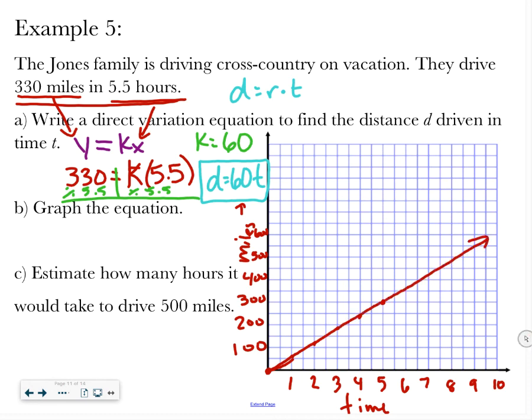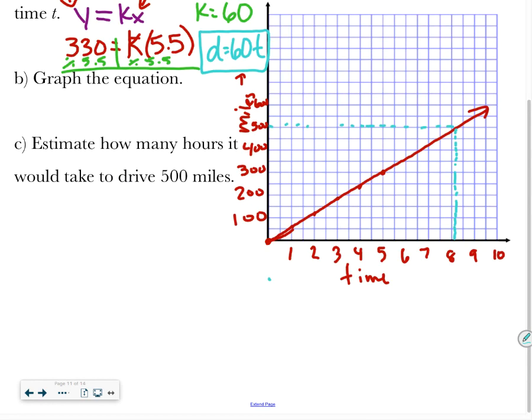And draw my line. Okay, so then if I use that, I want to estimate how many hours it would take to drive 500 miles. So if I use my graph, I made it large enough that I can hit the 500 miles. Then my graph isn't great, but it looks like it would end up being just over 8 hours. So let's test that algebraically to see.